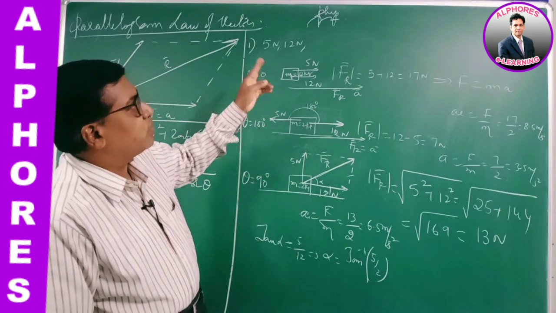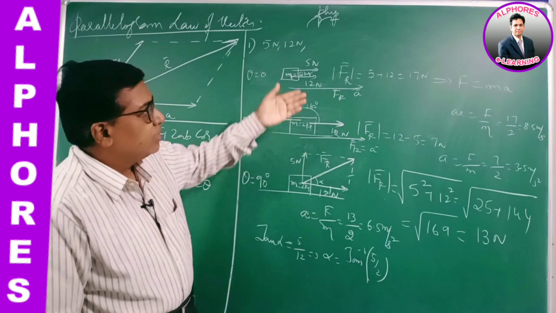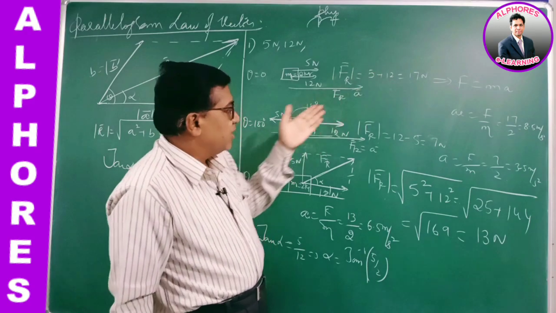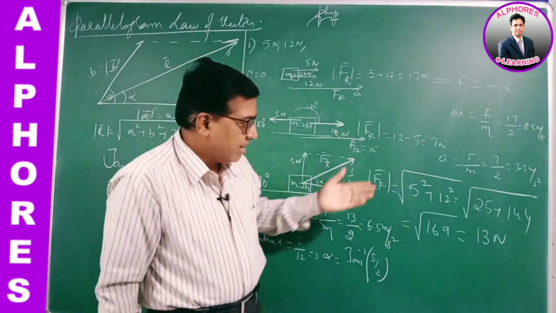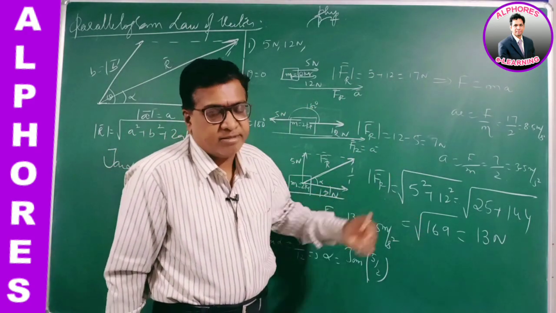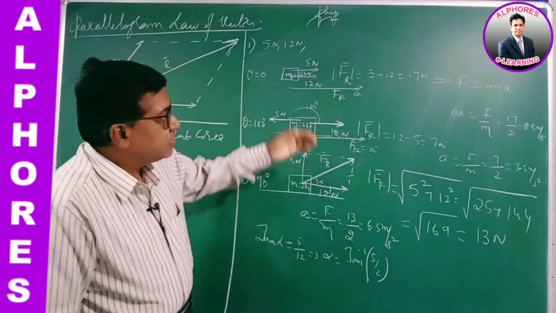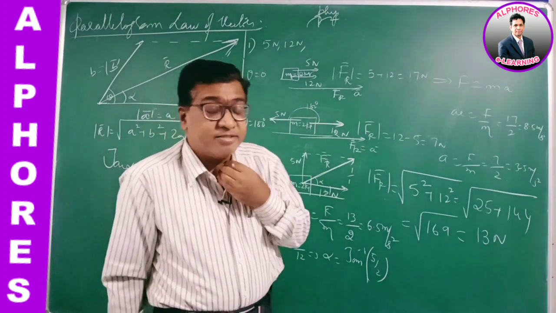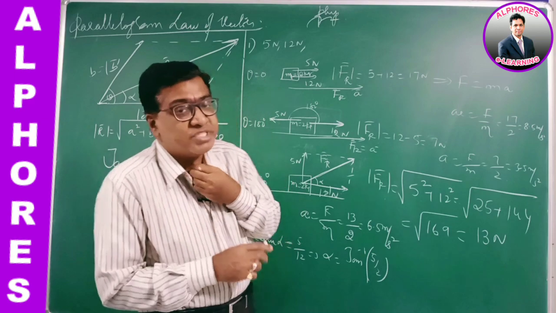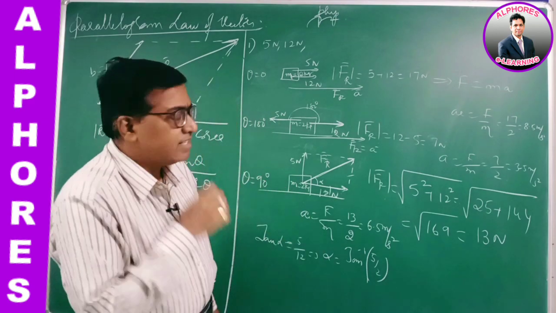This way, if there are two vectors at different angles, this is the maximum resultant 17, minimum resultant is 7, and the perpendicular resultant is 30. Right? So this way you find the vector length. Sometimes he will give the same question in the reverse way. He will say like this.